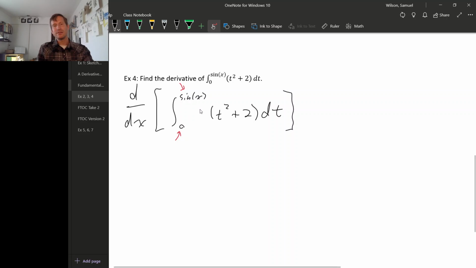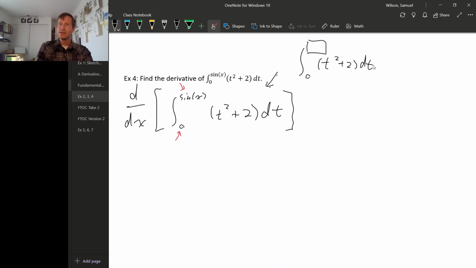So how can we handle this? Well, let's see. How is this put together? This function that we're trying to differentiate is actually a composition. It's a composition of this area function, the integral from 0 to something of t squared plus 2 dt, with the function sine of x. Composition is just a fancy name for putting one function into another function. So this function is a composition. And what derivative rule do you use for a composition? Well, you use the chain rule. So let's use the chain rule.